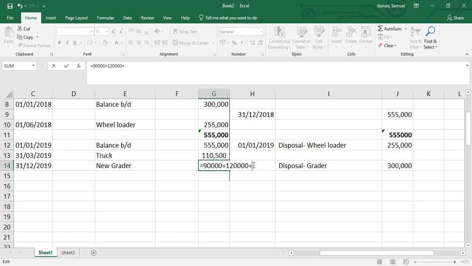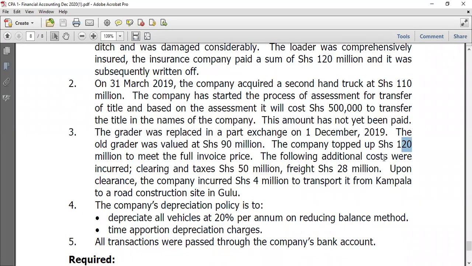Now, the other thing that you also need to look at are additional costs that bring this asset into operation, okay? Now, we have clearing and taxes. This 50 million is supposed to be part, okay? The freight, 28 million, is also supposed to be part of the value. They are saying upon clearance, the company incurred shillings 4 million to transport it from Kampala to road construction.